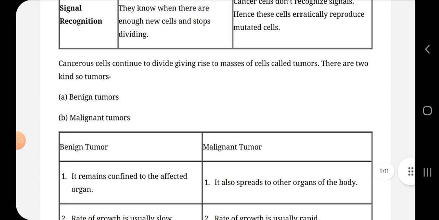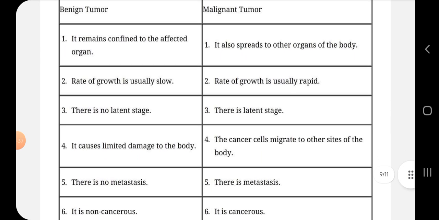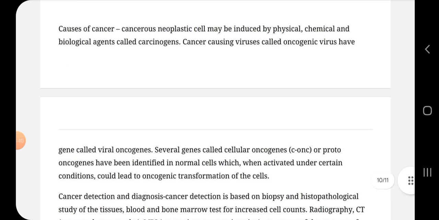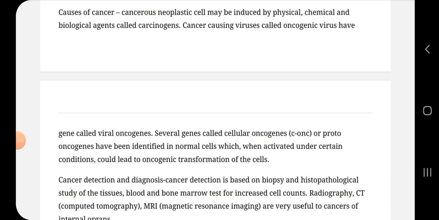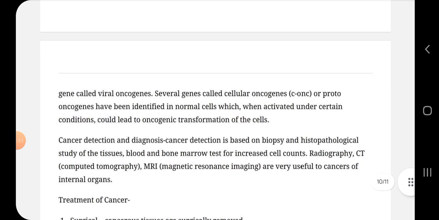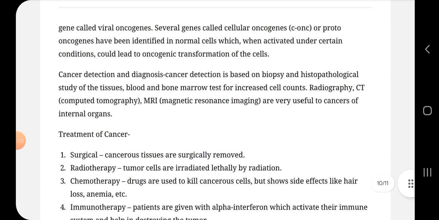There are two kinds of tumors, benign and malignant. Benign tumors remain confined to the affected organ, but malignant tumors spread to other parts of the body. Causes of cancer can be carcinogens, which cause changes in neoplastic cells, or cancer-causing viruses called oncogenic viruses, that is, viral oncogenes. Several genes called cellular oncogenes or proto-oncogenes have been identified in normal cells.